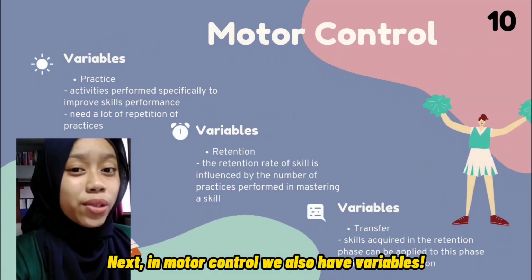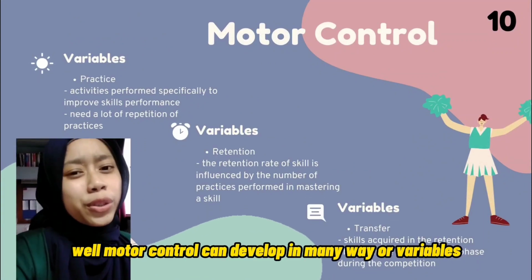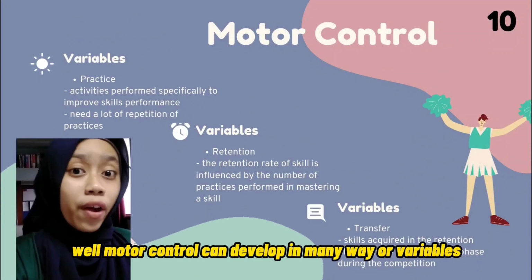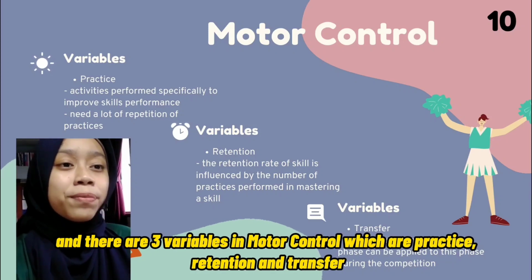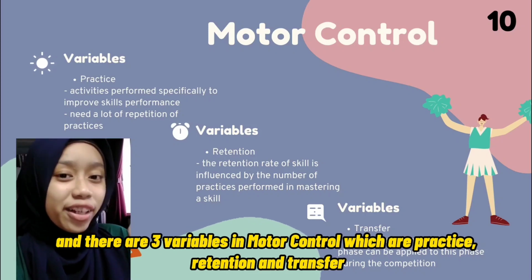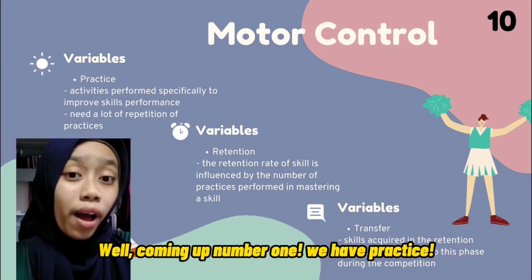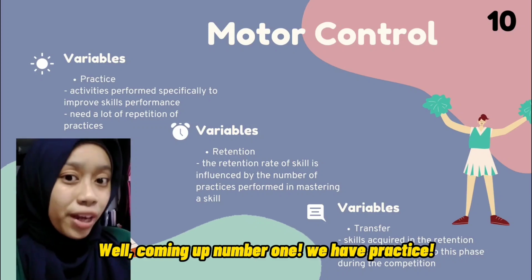Next, in motor control, we also have variables. Motor control can develop in many ways or variables, and there are three variables in motor control, which are practice, retention, and transfer. Coming up, number one, we have practice.